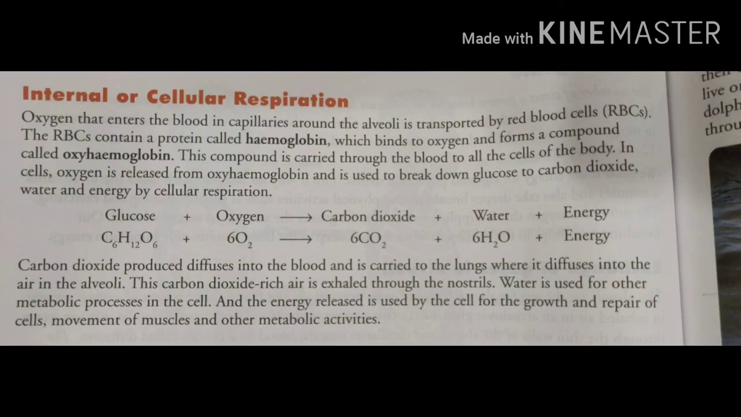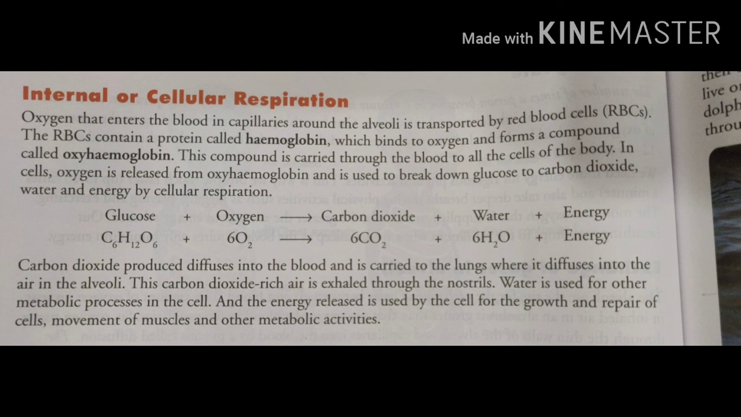So the next part of respiration is internal or cellular respiration. Oxygen that enters the blood in the capillaries around the alveoli is transported by the red blood cells. The red blood cells, called RBCs, contain a protein called hemoglobin.